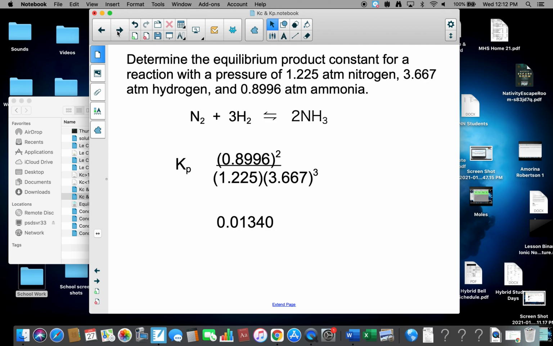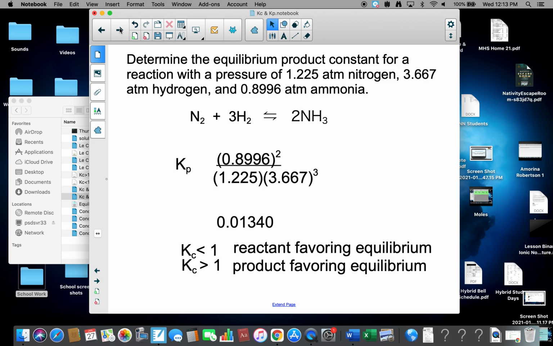You'll see there's no units here. Equilibrium constants do not have any units. Yay! Now, if the Kc is less than 1, we talked about this last year, but just to reiterate, that means the reactants favor the equilibrium. So we have more reactants than products when we get done with the reaction. If the Kc is greater than 1, then it's a product-favoring equilibrium, and one has more products than reactants.